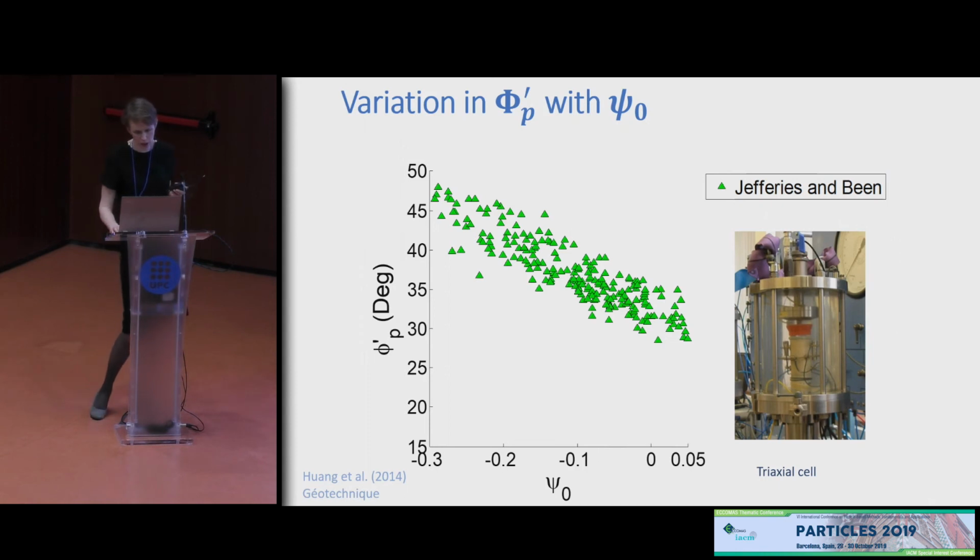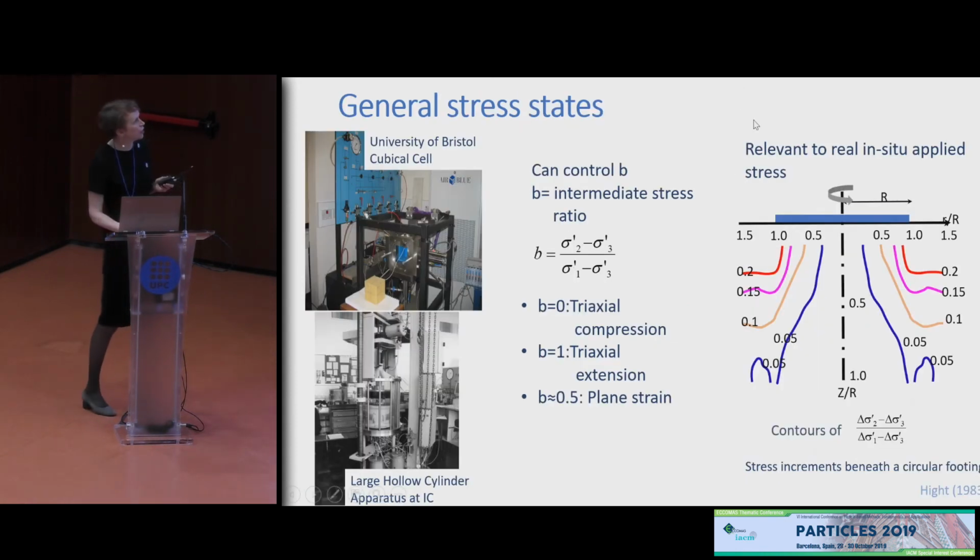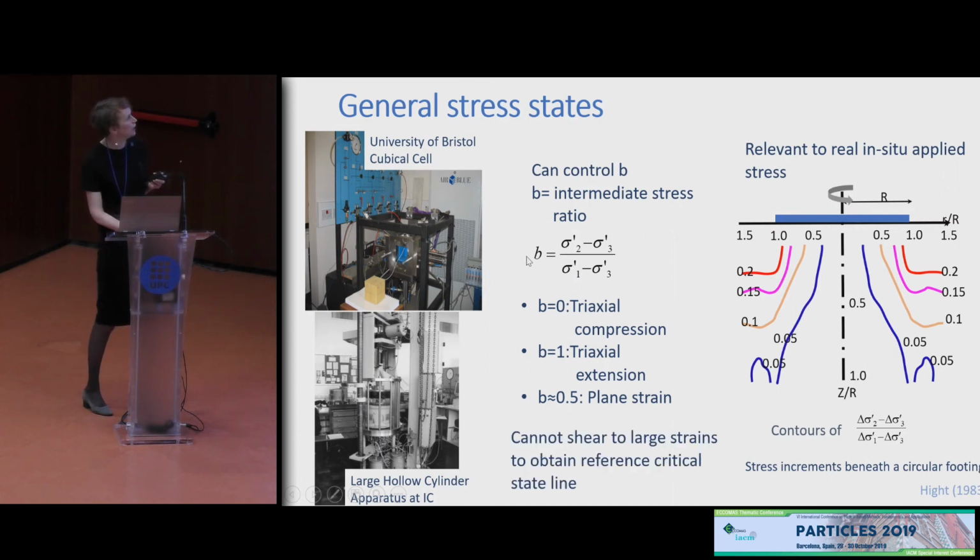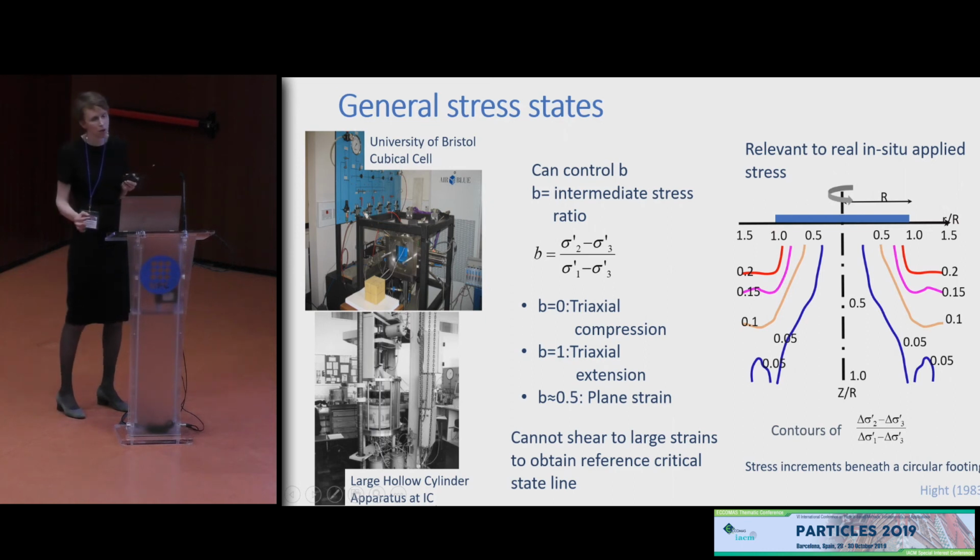axisymmetric stress. In the field, even under the center of a perfect round foundation, your stress state is not triaxial or axisymmetric. Here we see contours of b, which is the difference between your intermediate and minor principal stress divided by the difference between your major and minor principal stress. And even in this case, where we might anticipate axisymmetry, it clearly isn't. And we test for different b-values using either the cubical cell or the hollow cylinder apparatus.